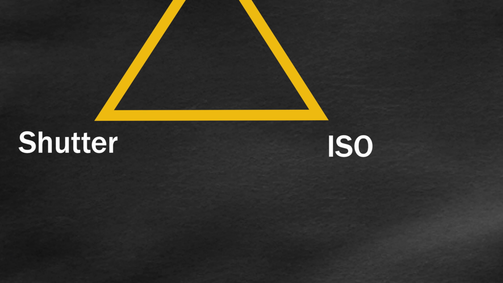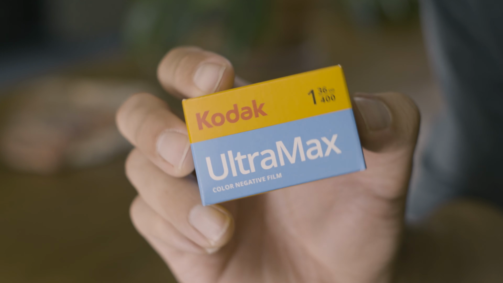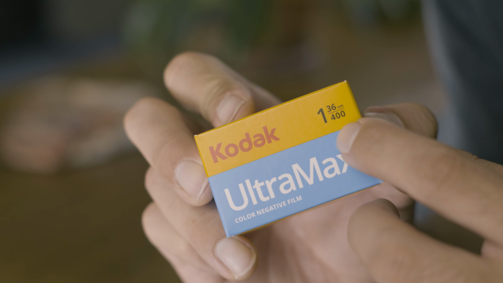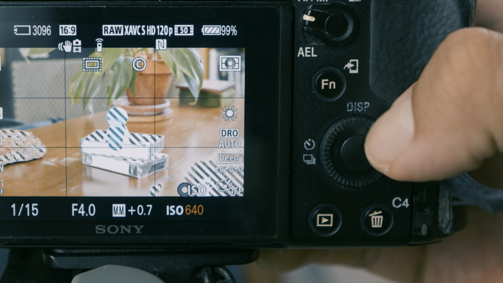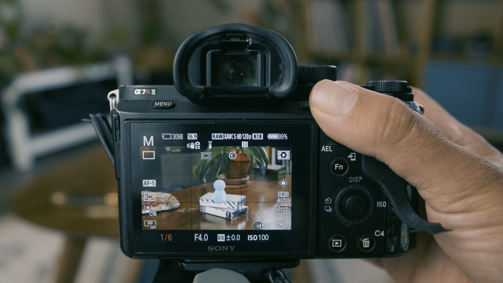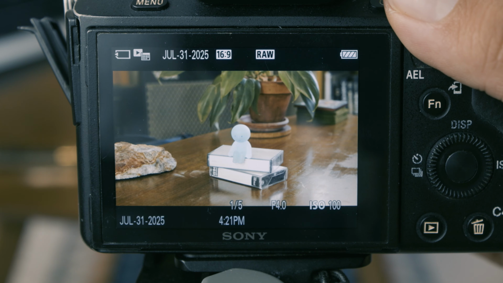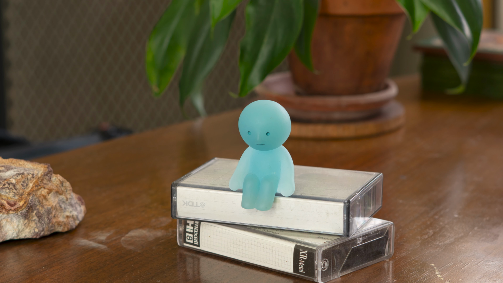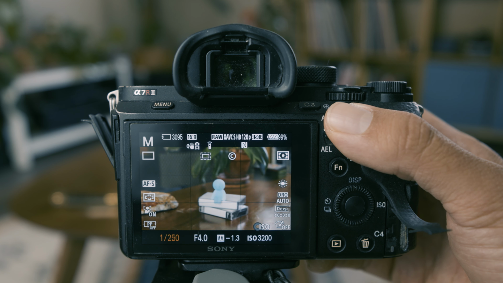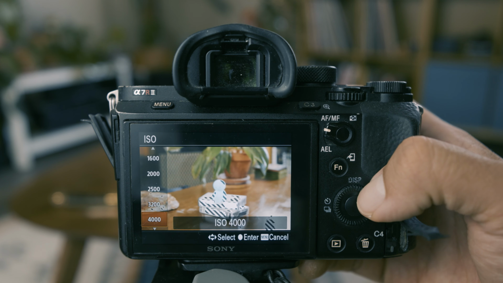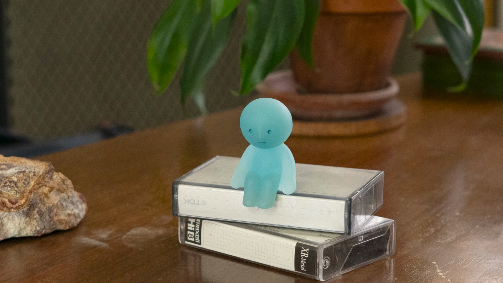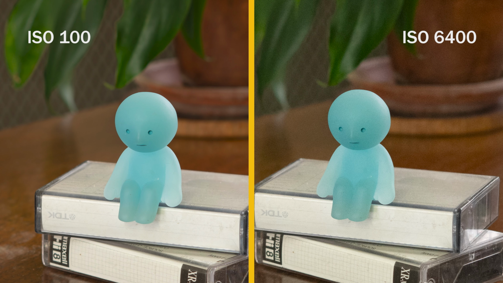And finally, we have ISO. This is your camera's sensitivity to light. With film, you're pretty much locked into your ISO, but with digital, you could change it on the camera. A low ISO, like 100 or 200, gives you a really clean image. It's noise-free, but needs more light. A high ISO, like 3200 or 6400, brightens things up when it's too dark, but it also adds grain, so you only want to raise it when you have to.